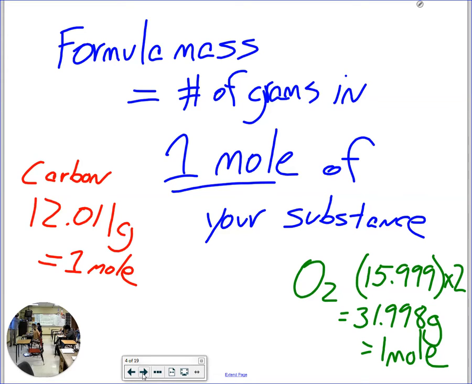The formula mass is the number of grams that are in 1 mole of my substance. And it can be 1 mole of atoms, like you see here with carbon. 12.011 grams of carbon is going to equal 1 mole of carbon atoms. It can be in terms of molecules or formula units. So here I've got an oxygen molecule, O2. That'd be 15.999 times 2, because there's 2 of them, which would be about 31.998 grams, or awfully close to 32 grams. Okay, so if I could measure out in a balloon 32 grams of oxygen, I would have 1 mole of O2. 1 mole of O2 molecules.